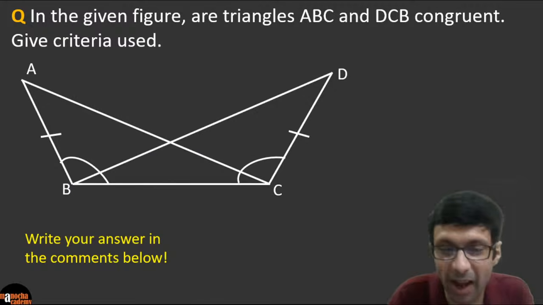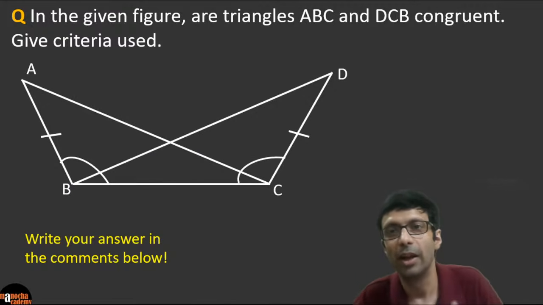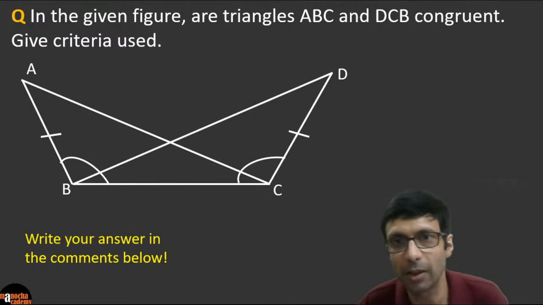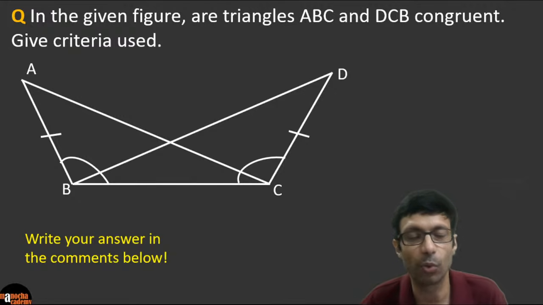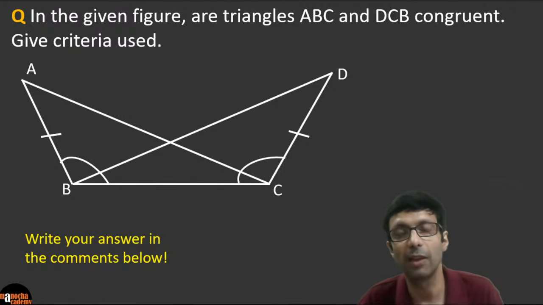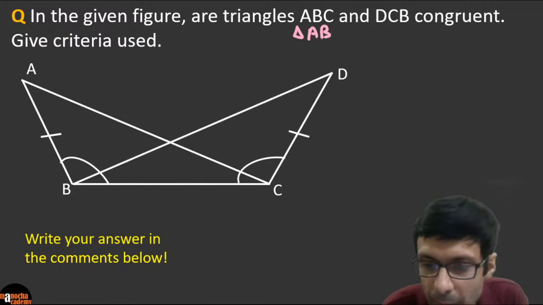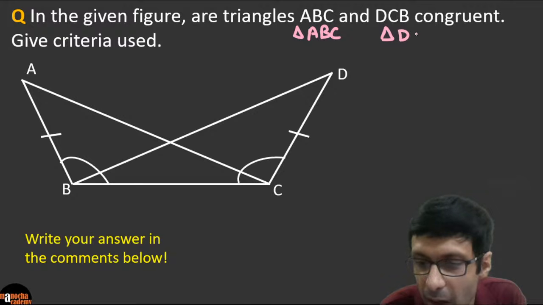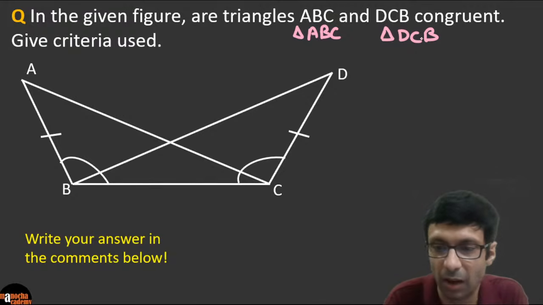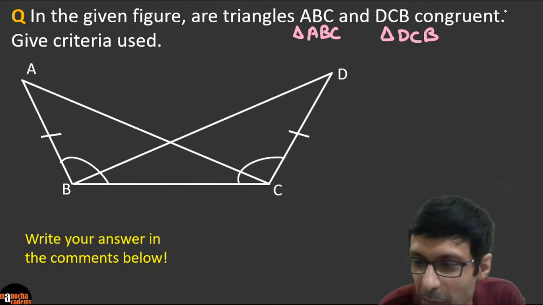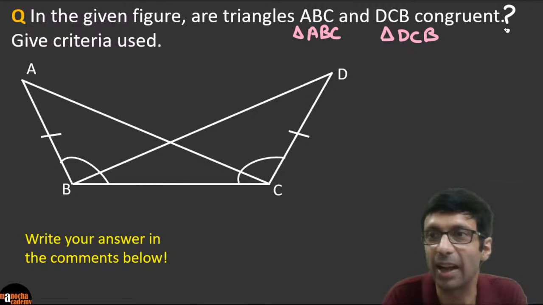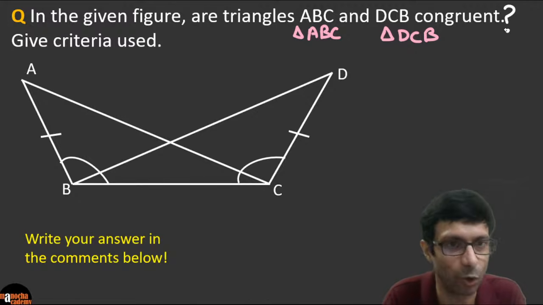And I have an interesting homework question for you also. In the given figure, some things are marked for you. Those sides are marked equal and the angles, right? Now in this given figure, you need to find whether triangle ABC and triangle DCB are congruent or not. These are the triangles we are talking about: triangle ABC here and triangle DCB. Are triangles ABC and DCB congruent? I forgot the question mark here, so let me put that. So are they congruent? And if yes, give the criteria used.